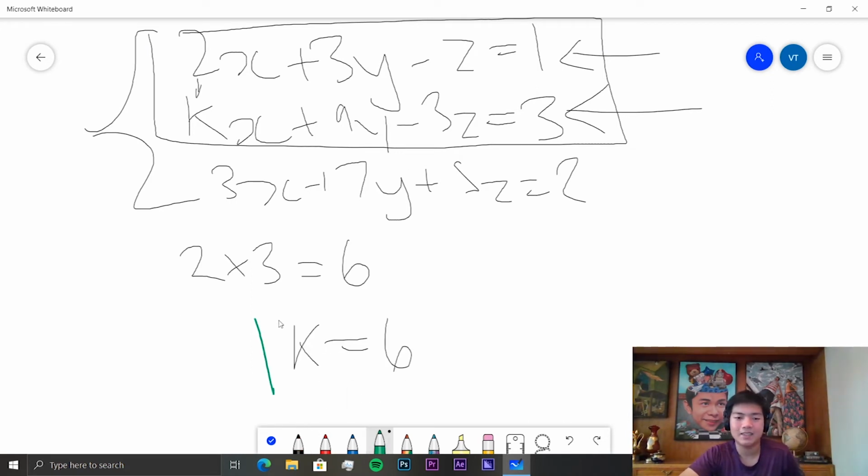The book says k is not equal to 6, and I think they're wrong. I think they put the wrong sign. Okay.